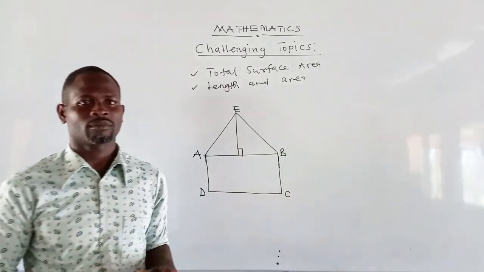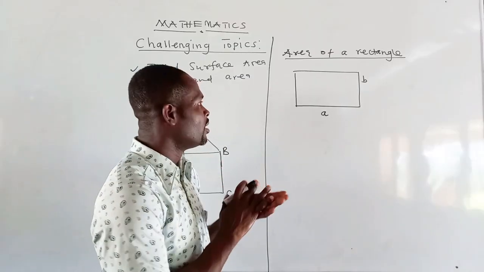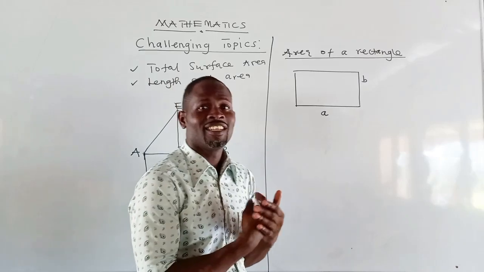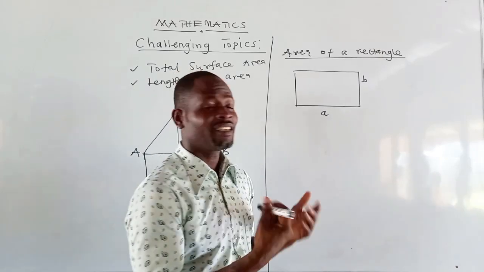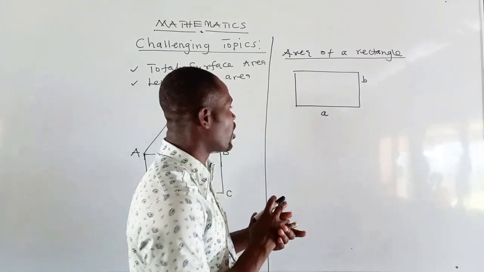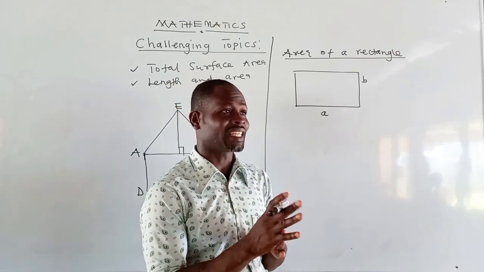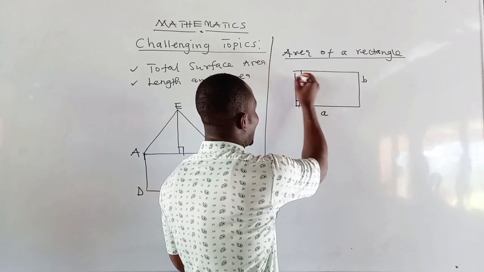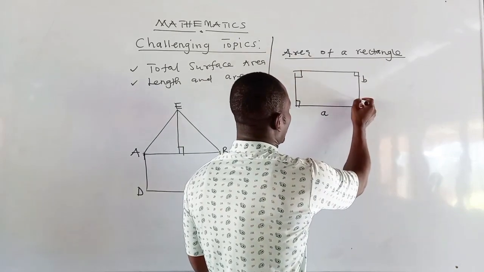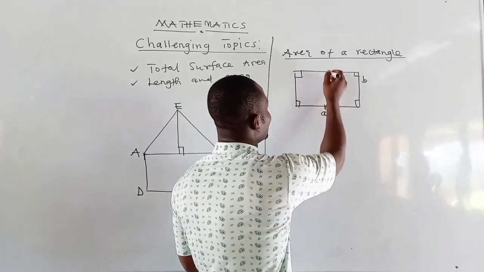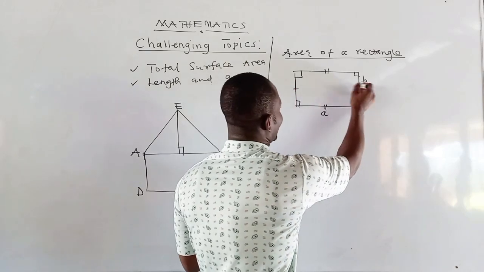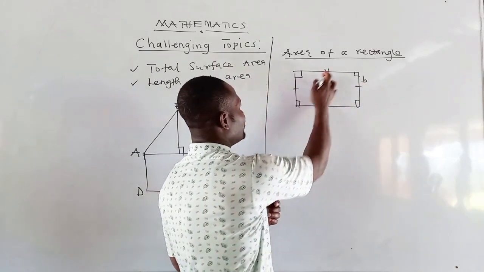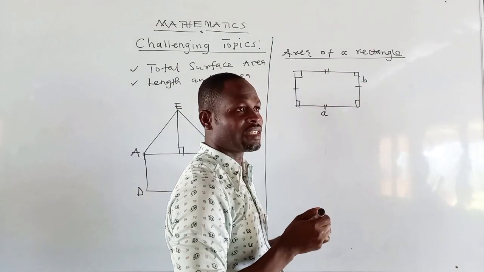The area of the rectangle. Now we know the rectangle is a quadrilateral having 4 sides, or bounded by 4 straight lines. The angles here are right angles and they are equal. We also say that the opposite sides are equal. So this side and this, they are the same. This side also, they are also the same.